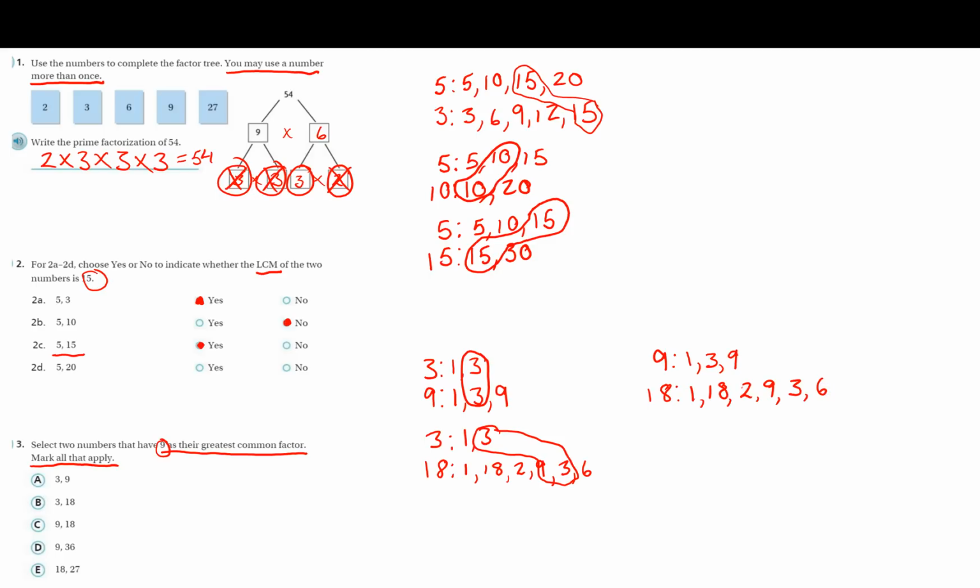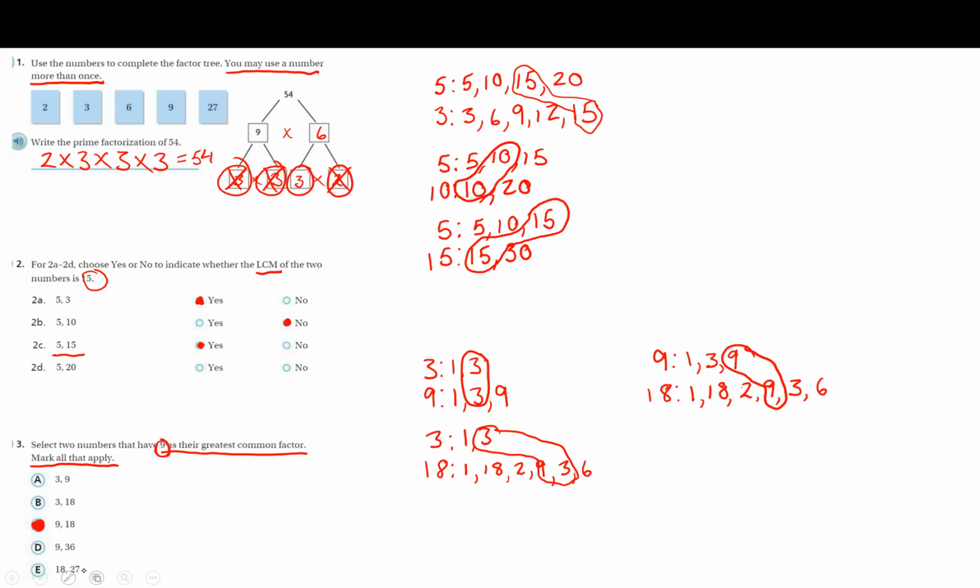Okay, and then I find the biggest number they have in common, the greatest common factor. And we see here it's 9. So this does match what the directions are asking me to find: numbers that have 9 as the greatest common factor. So this would be one of them. But I'm not done because it does say mark all that apply. So I'm going to let you go ahead and check D and E.